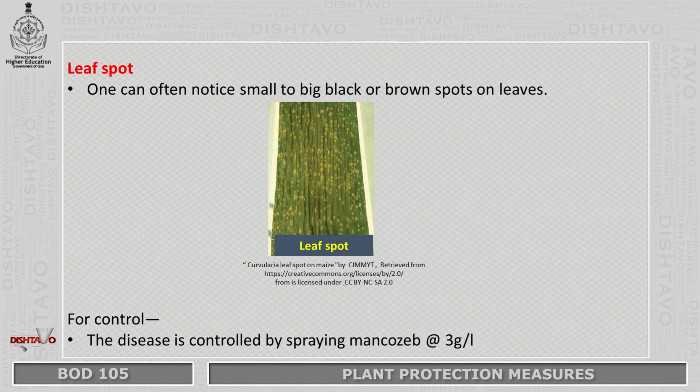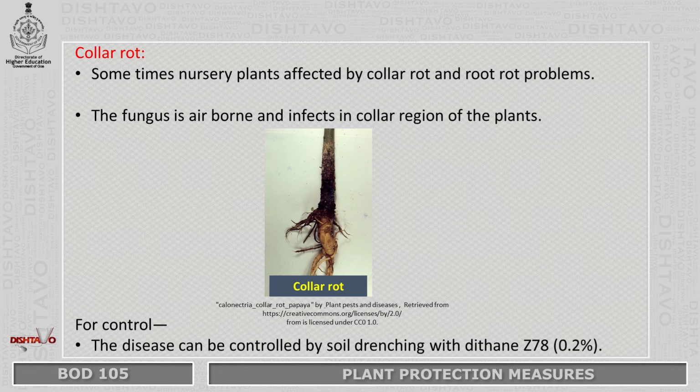Leaf spot. In the picture, you can see leaf spot on a maize plant. One can often notice small to large black or brown spots on leaves. For control, the disease is controlled by spraying mancozeb, that is 3 grams per liter.